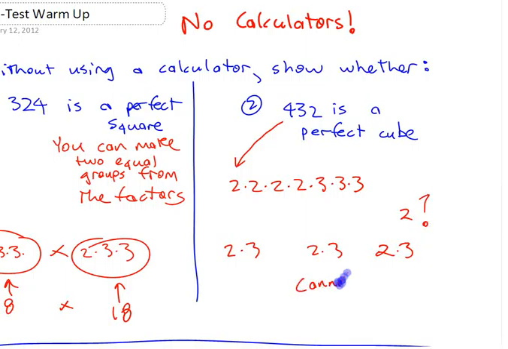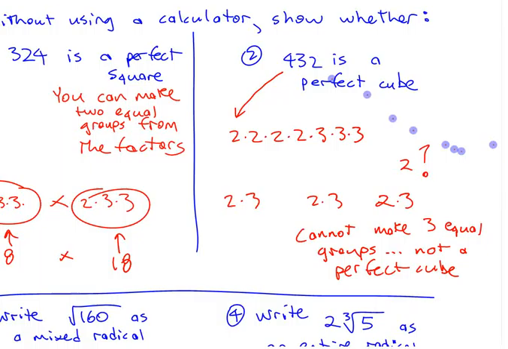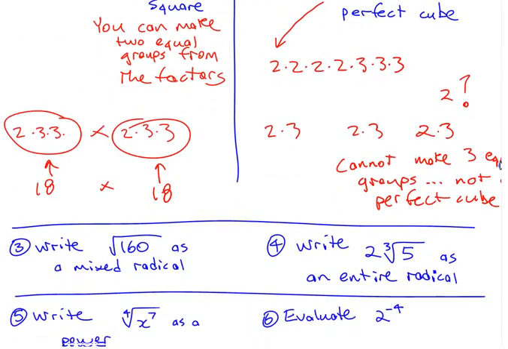So you should probably say something that shows that you know, right? Cannot make 3 equal groups, therefore not a perfect cube. 3 equal groups, not a perfect cube. All right? Good. I think this is something you guys can get, right? You can get that, and that's a big part of that first section, right?